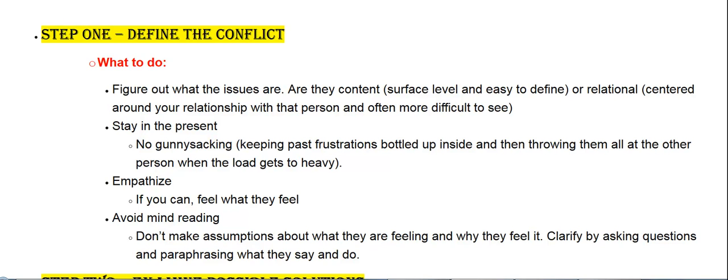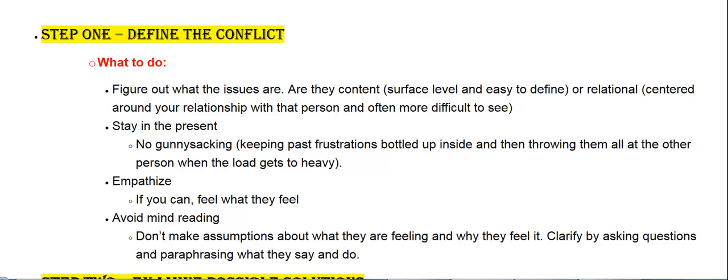Just the attempt alone will make a huge difference in how they perceive the conflict. It will make them more willing to work with you and less willing to purposely try to sabotage or fight you on a subject, if you empathize with them, if you try to feel what they feel, if you try to relate to them. And avoid mind reading. Again, these are things we talked about before. I'm just trying to give you a little bit more depth.